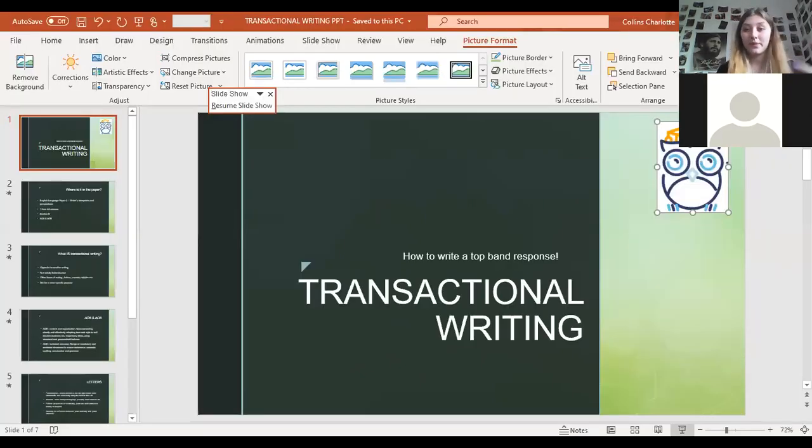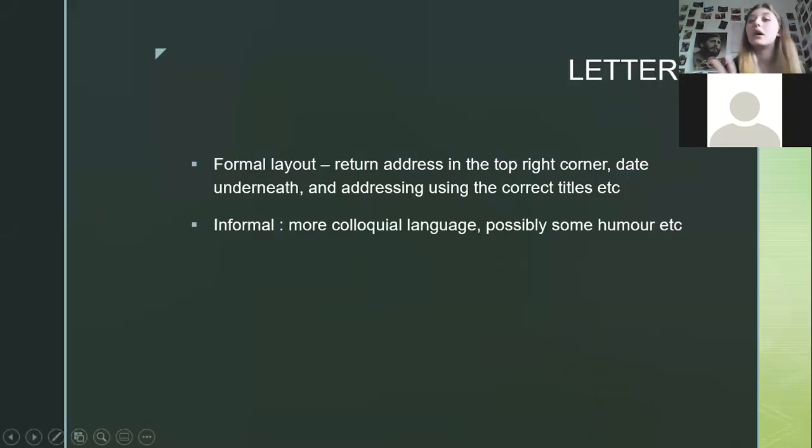There's a very specific way in which it needs to be laid out, and that's where you're going to get your marks from as well. If it's an informal letter, like writing a letter to a friend, you're going to use more colloquial language, so much less formal. It's more of a discussion. You're probably going to use some humour, you might use some jokes. You're not going to be speaking as if you're speaking to your manager, because they're your friend.